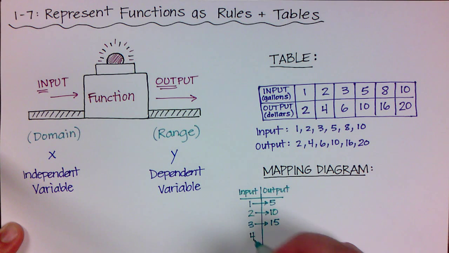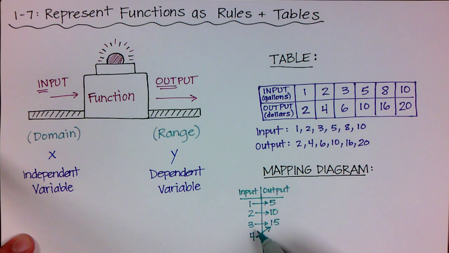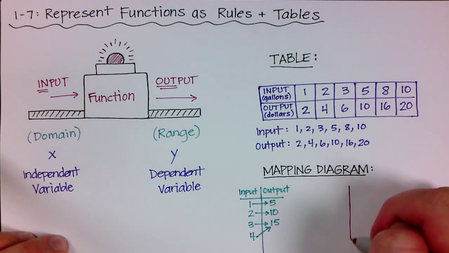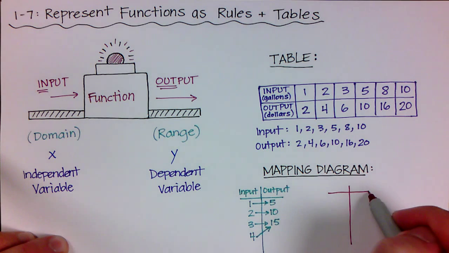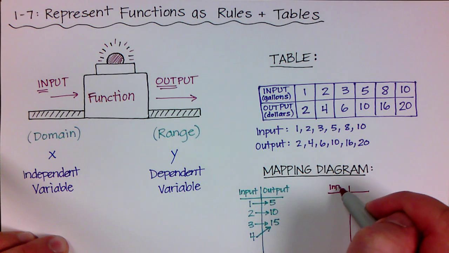And they're going to have a sale for 4 boxes. They're going to say, if you buy 4 boxes, it's going to be the same price as 3 boxes. You can get 4 for $15. And this is still a function, even though the 3 and the 4 go to the same output. That's perfectly fine.